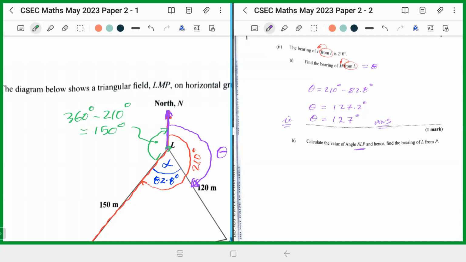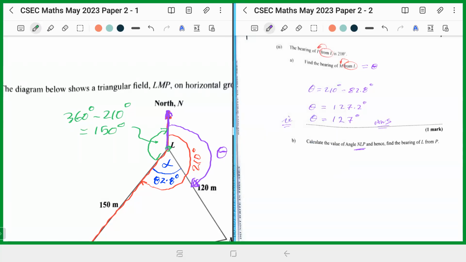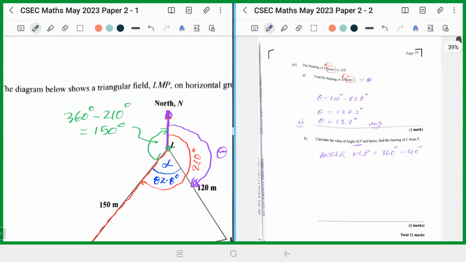Alright, so that angle is that. Work for first. Put on the calculator. Angle NLP is 360 degrees minus the 210 degrees around there, which is 150 degrees. Then we want the bearing of L from M.